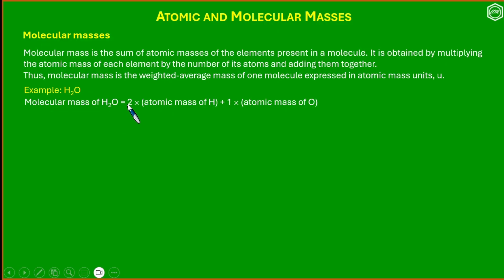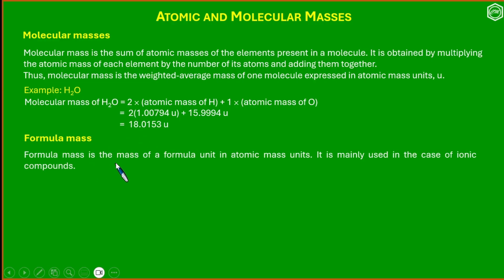Molecular mass of water equals 2 into atomic mass of hydrogen plus 1 into atomic mass of oxygen, equals 2 into 1.00794 U, that is average atomic mass of hydrogen, plus 15.9994 U, that of oxygen, equals 18.0153 U. Next is formula mass. Formula mass is the mass of a formula unit in atomic mass units. It is mainly used in the case of ionic compounds.